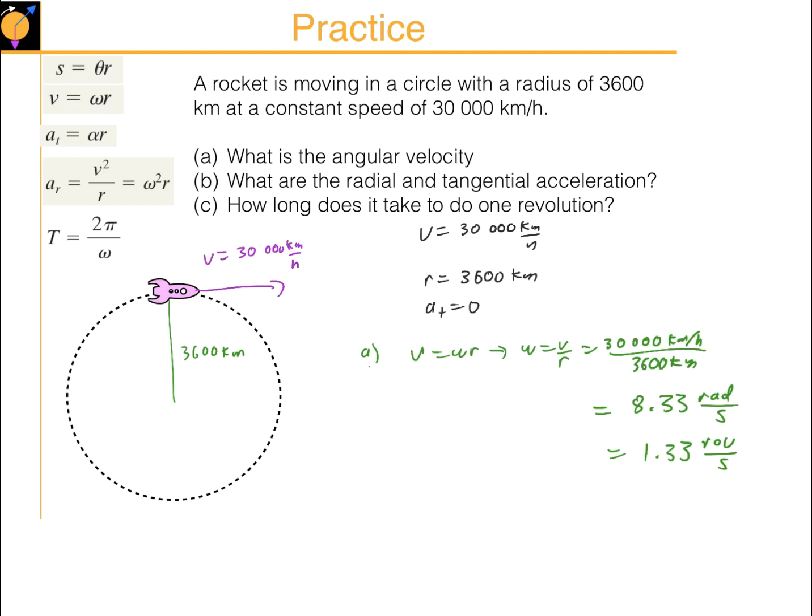B, it asks, what are the radial and tangential accelerations? Well, tangential we know. It's 0 because it's going at a constant speed. But the radial acceleration is the acceleration inwards that's turning it. And that's going to be v squared over r, or we could use omega squared r. Either way, when you plug everything in, you get about 25,000 radians per second squared.